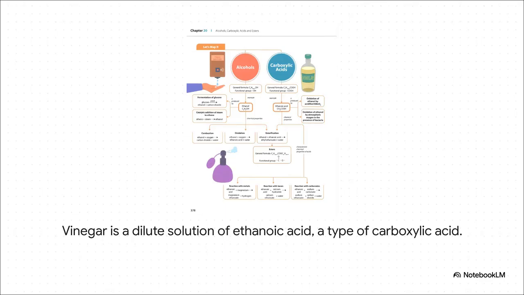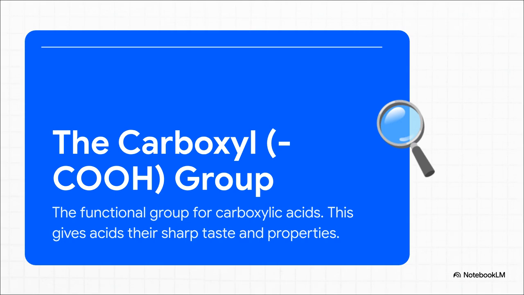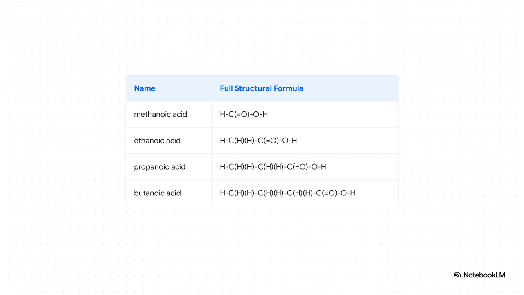Now, to meet this new family, let's grab another thing from the kitchen. Vinegar. You know that sharp, kind of sour smell and taste? That comes from its main ingredient, which is called ethanoic acid. And that is a perfect example of a carboxylic acid. Just like alcohols had their OH signature, carboxylic acids have their own family crest. It's called the carboxyl group, or -COOH. And this functional group is what gives them all their defining acidic properties. It's the reason the ethanoic acid in vinegar acts the way it does. And look at how this all connects.